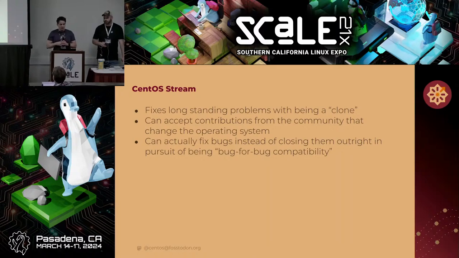So with CentOS Stream, we're actually able to fix bugs in CentOS as they're happening. And in fact, that's how RHEL bugs are fixed. If you're a RHEL customer and you have an issue, you probably have an account rep or whatever. I don't work on the RHEL side of the house. But you would talk to them, and it's all going to go through CentOS Stream.